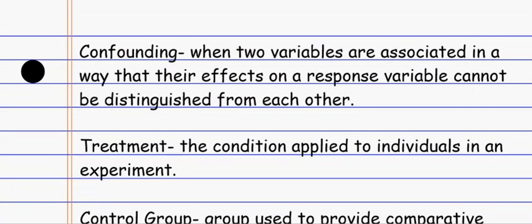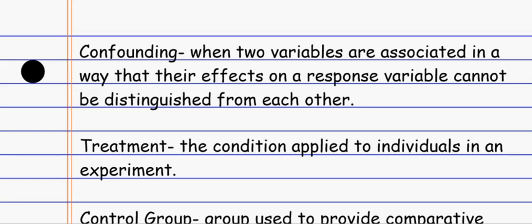So let's talk about confounding. Confounding is one of these things that is really important, and it's one of those things that students tend to have a little bit of trouble identifying. Okay, but confounding is just simply when the waters are kind of muddied here. Okay, we can't necessarily draw a clear cause and effect relationship because we don't know which thing might have caused that response. Okay, so confounding is when two variables are associated in a way that their effects on a response variable cannot be distinguished from each other.